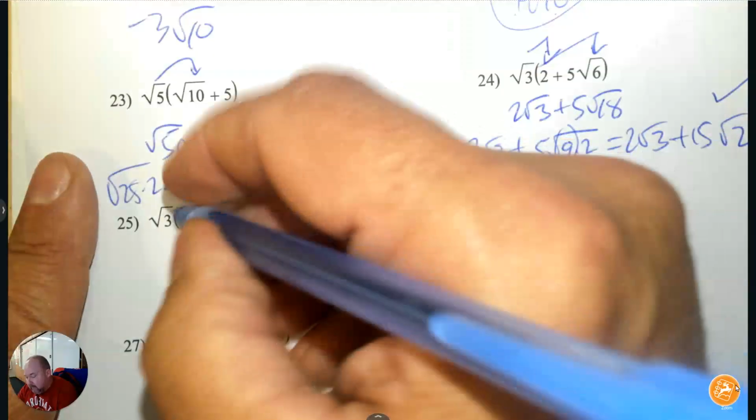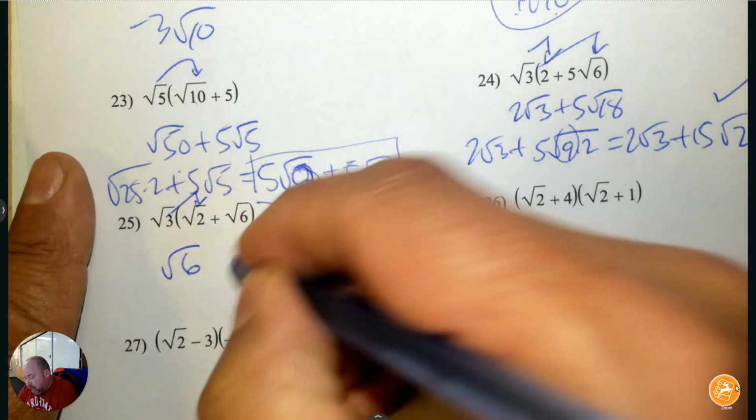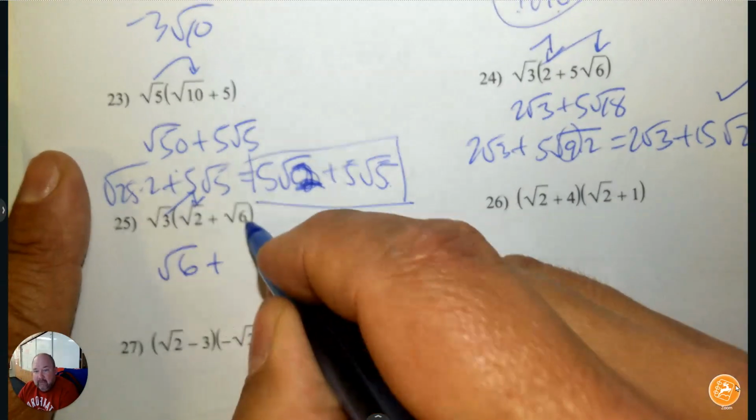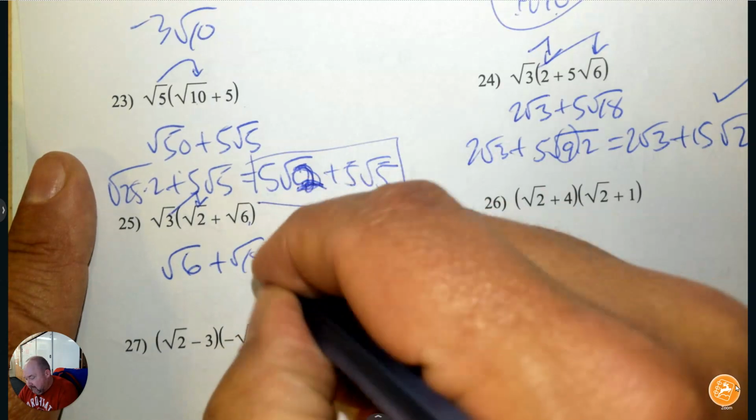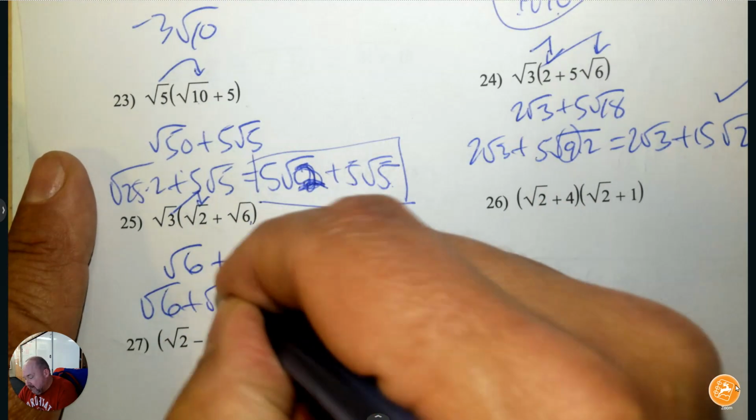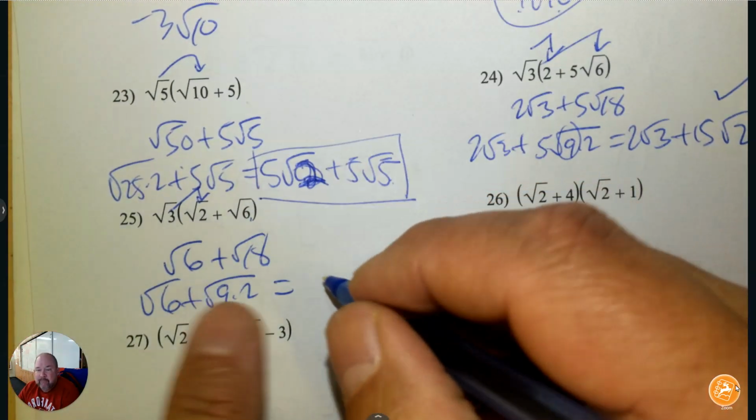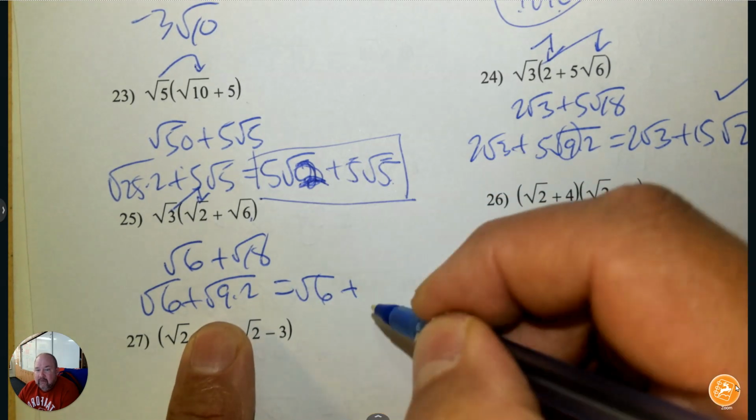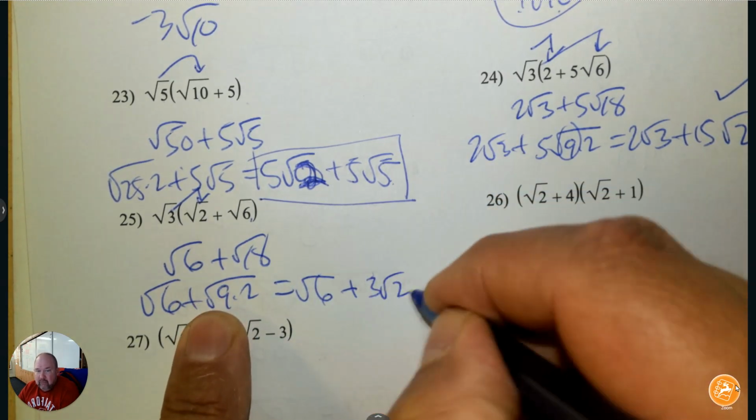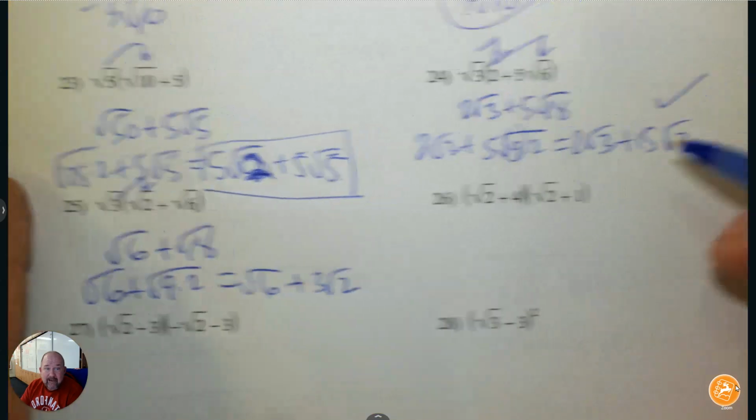Number 25, root 3 and root 2 is root 6. Root 3 and root 6 together is root 18. Root 18 is 9 times 2. So we have root 6, we have the square root of 9, and 2 is left over. These are unlike, so you can't add them together.